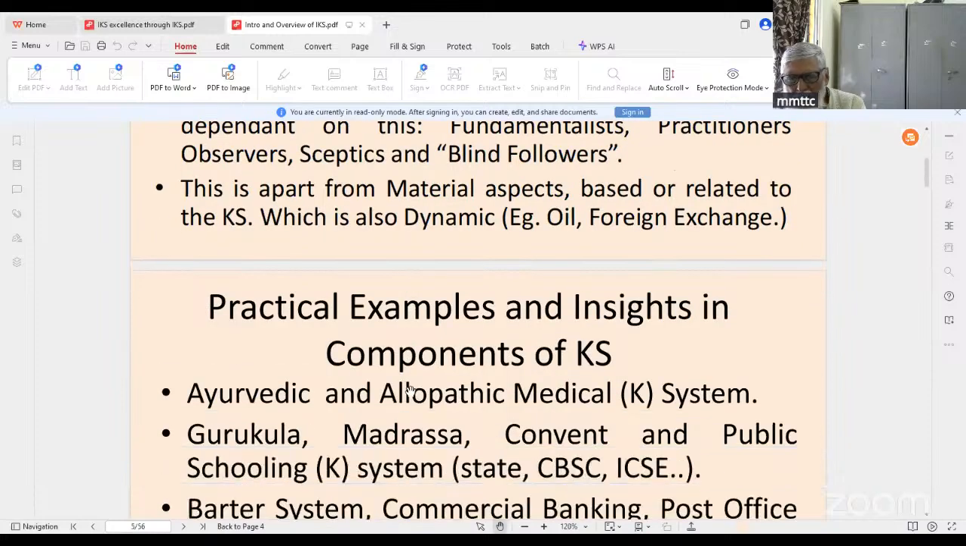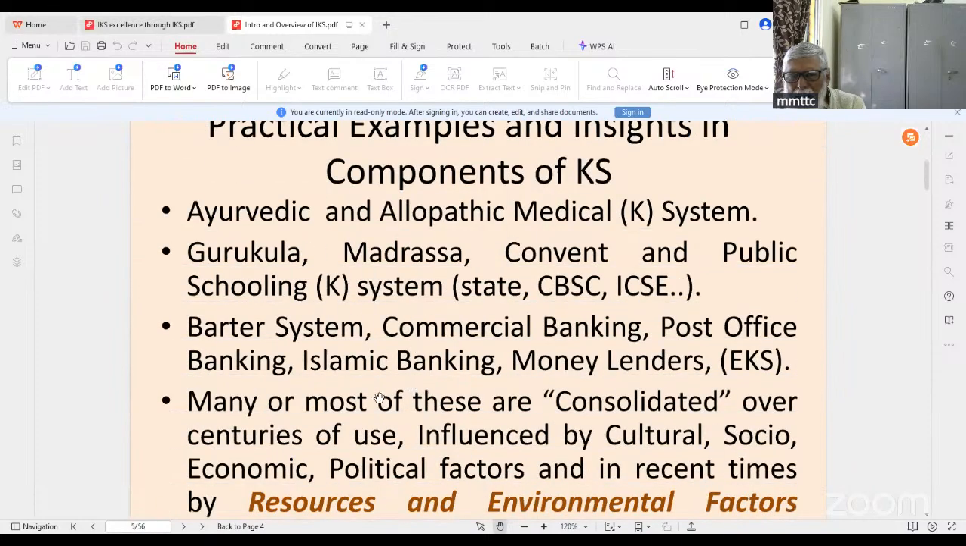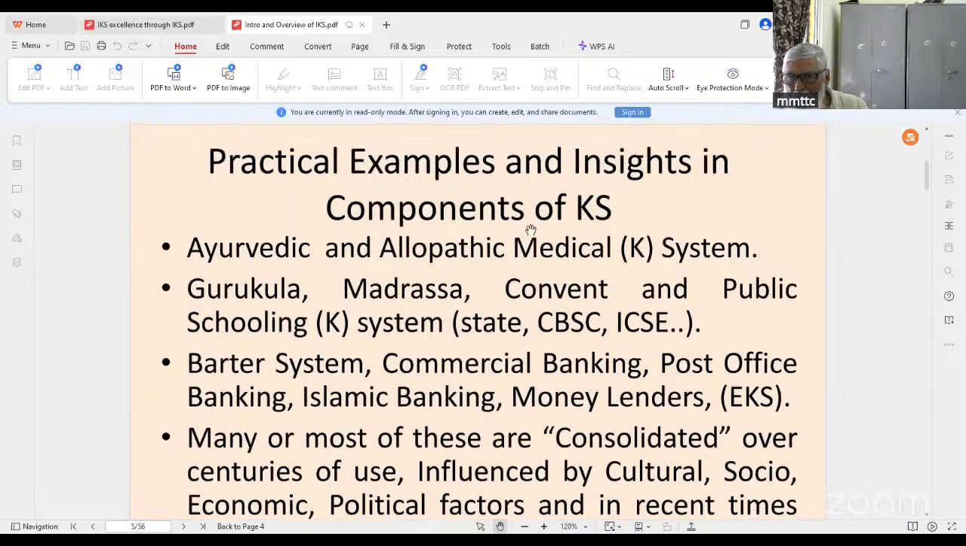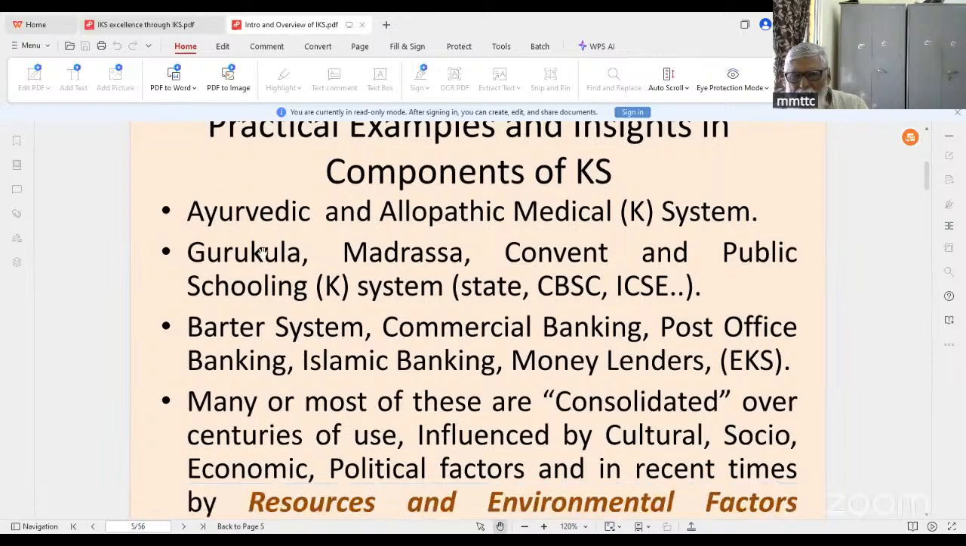what is important. Now let's look at some practical examples and insights in various components of a knowledge system, so that understanding the components you will understand the entire knowledge system. Let's take the biggest concern of us, which is healthcare. So two dominant knowledge systems today are the Ayurvedic knowledge system, which is predominantly from IKS, and the allopathic medical knowledge system, which is predominantly from the Western knowledge system. This is in healthcare. There are others. There are homeopathy, Unani, and Siddha medicine. So many other components are also there. It's not that these two are the only exclusive ones.